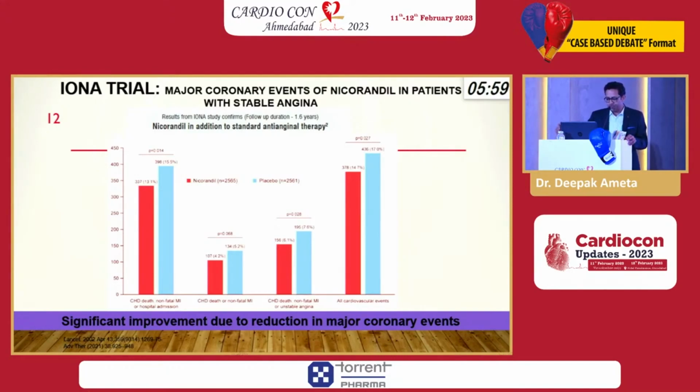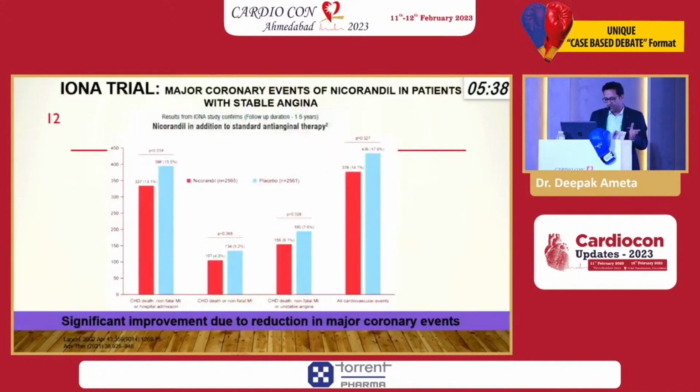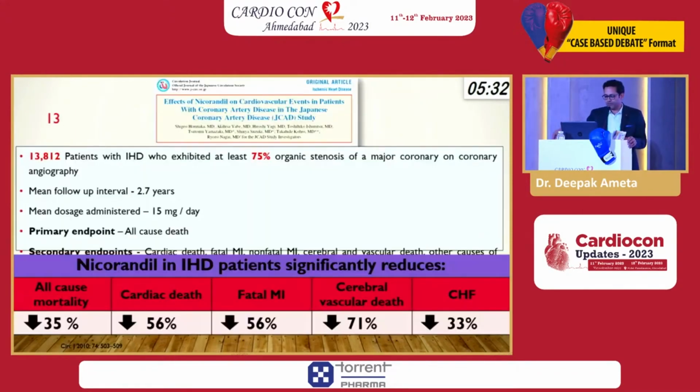In the primary endpoint, we saw that the p-value was significant. So it showed that the composite was significantly better with nicorandil, and specifically the death was not so much involved, but the composite was quite reduced. CHD death and non-fatal MI, all cardiovascular events were also less. So this IONA trial was a very important trial. It established the effects of nicorandil in coronary syndromes.